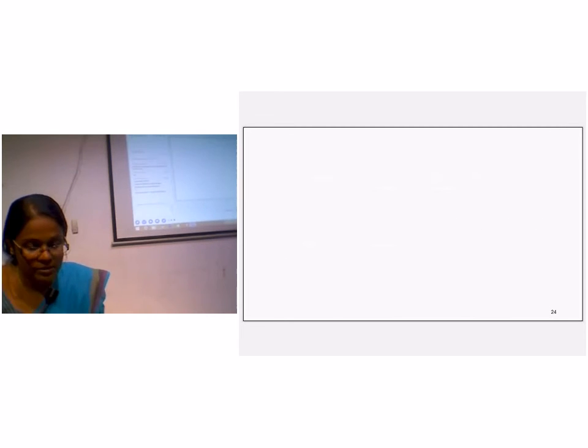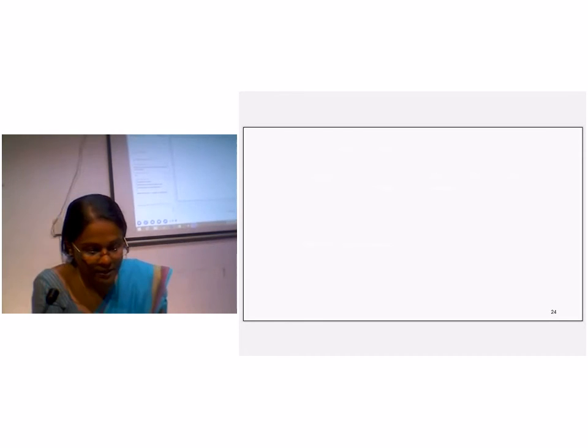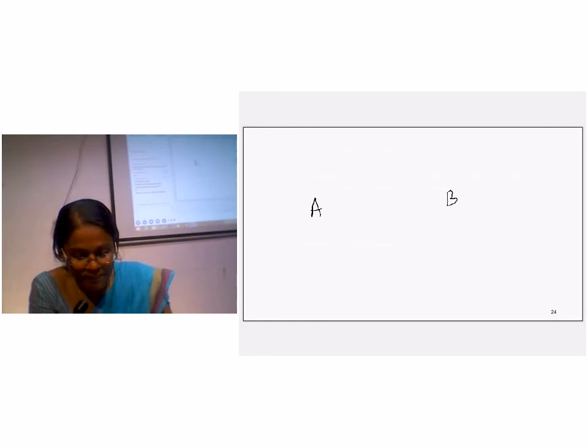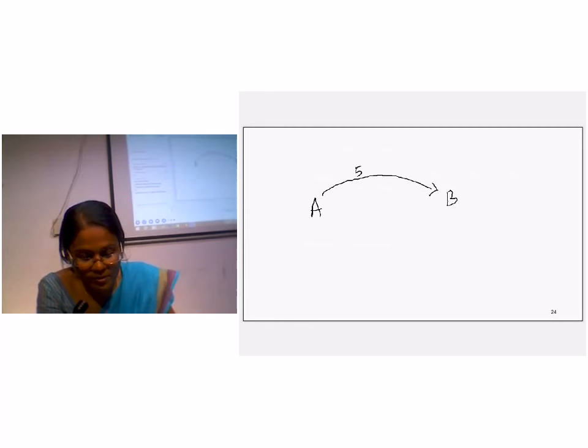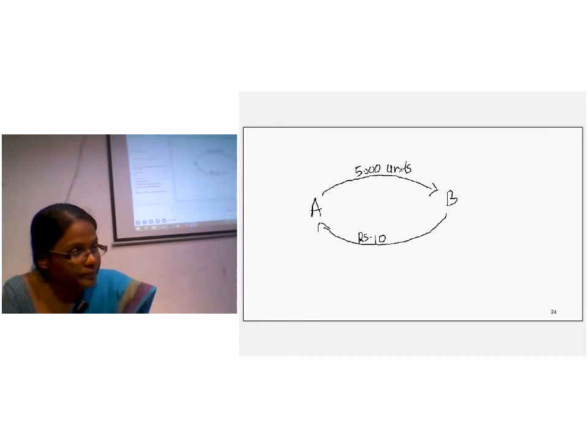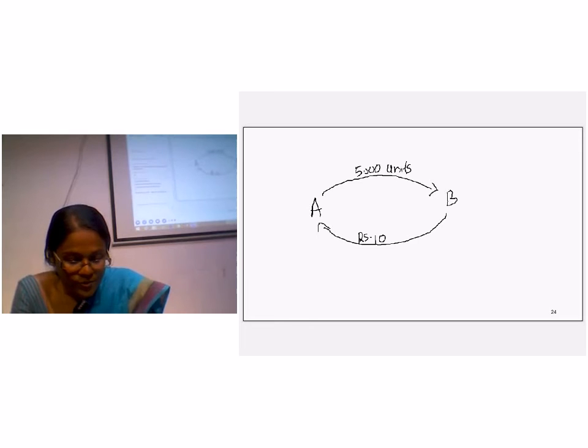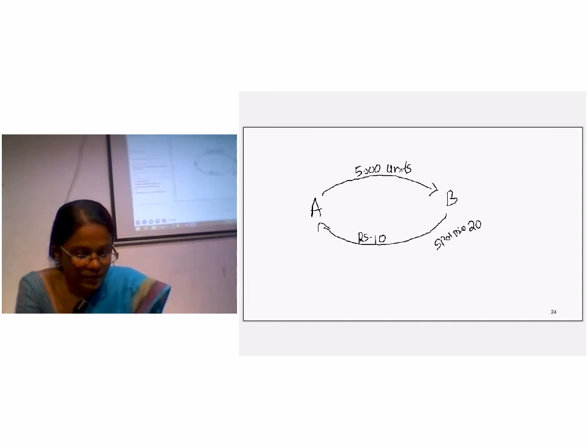Now here we'll try to understand a simple forward contract. Let's say the two parties are A and B. A will deliver 5,000 units, and let's say the forward price is 10. Now assume the spot price, or actual market price, is 20. Now A is the seller. B is the buyer.